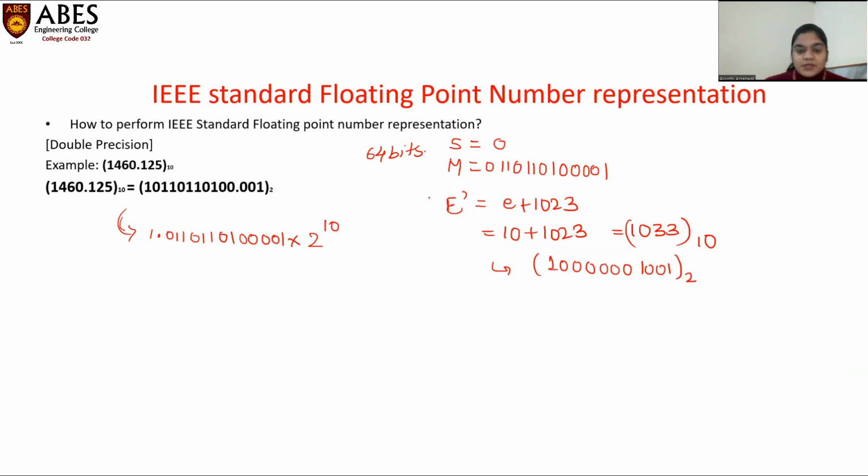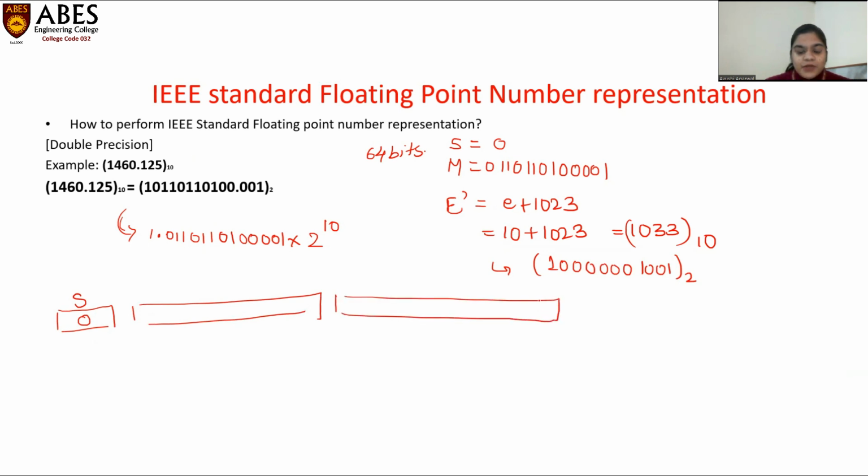So now let us represent this decimal value in its equivalent double precision standard. First we will have a sign bit as 0, then we will have our exponent, and then we will have our Mantissa. In case of double precision, the mantissa should be 52 bits, from 0 to 51. Then from 52 to 62, we will have 11 bits, and our last bit will be the sign bit. So this is our exponent of 11 bits. Then we will have our Mantissa of 52 bits.